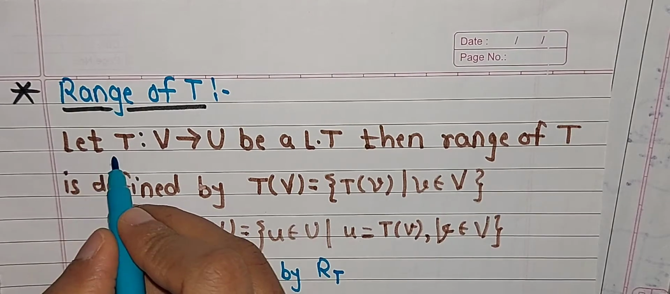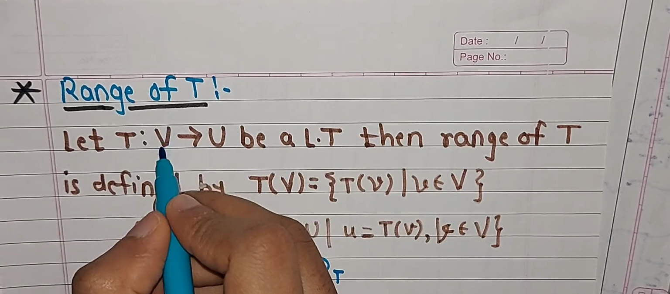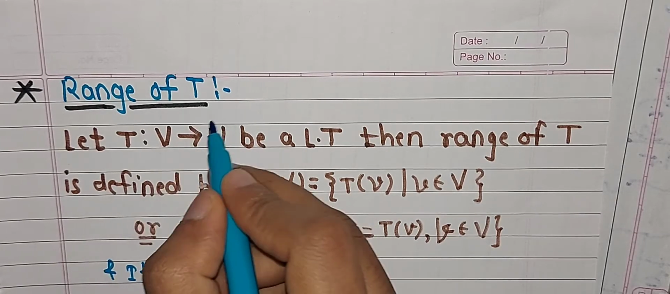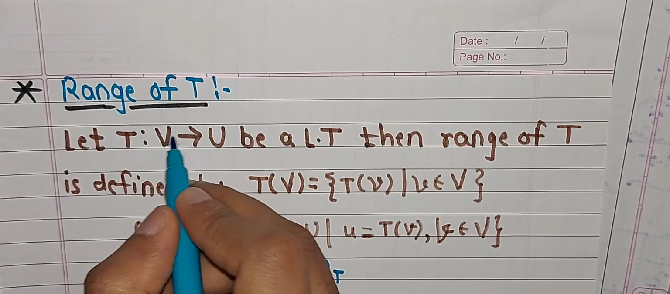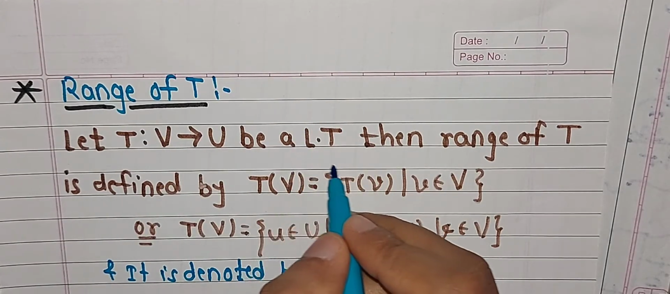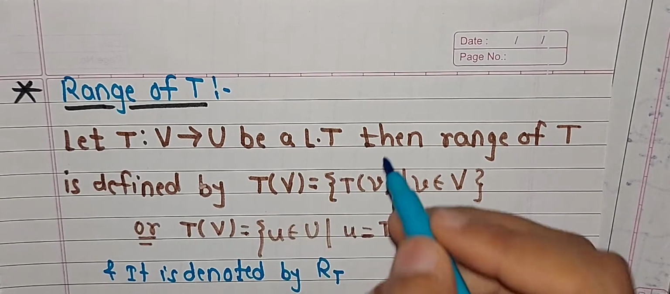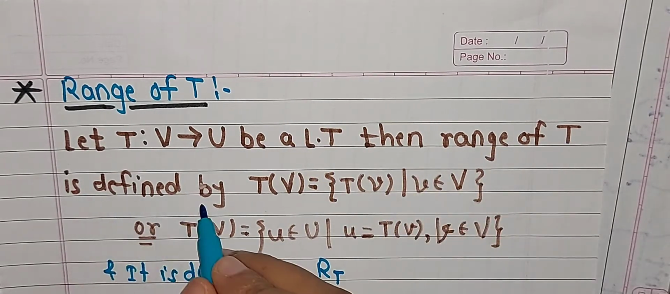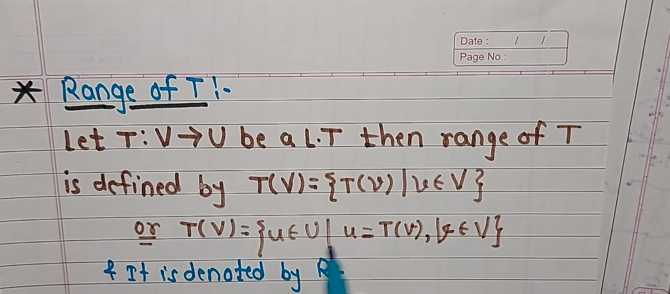Okay. So let T from V to U be a linear transformation, that is, here V represents my domain and U represents the codomain, and there is a transformation in between V and U. As we have already discussed what a linear transformation is in previous lectures, the range of T is defined as T of V is equal to this, or T of V is equal to this.